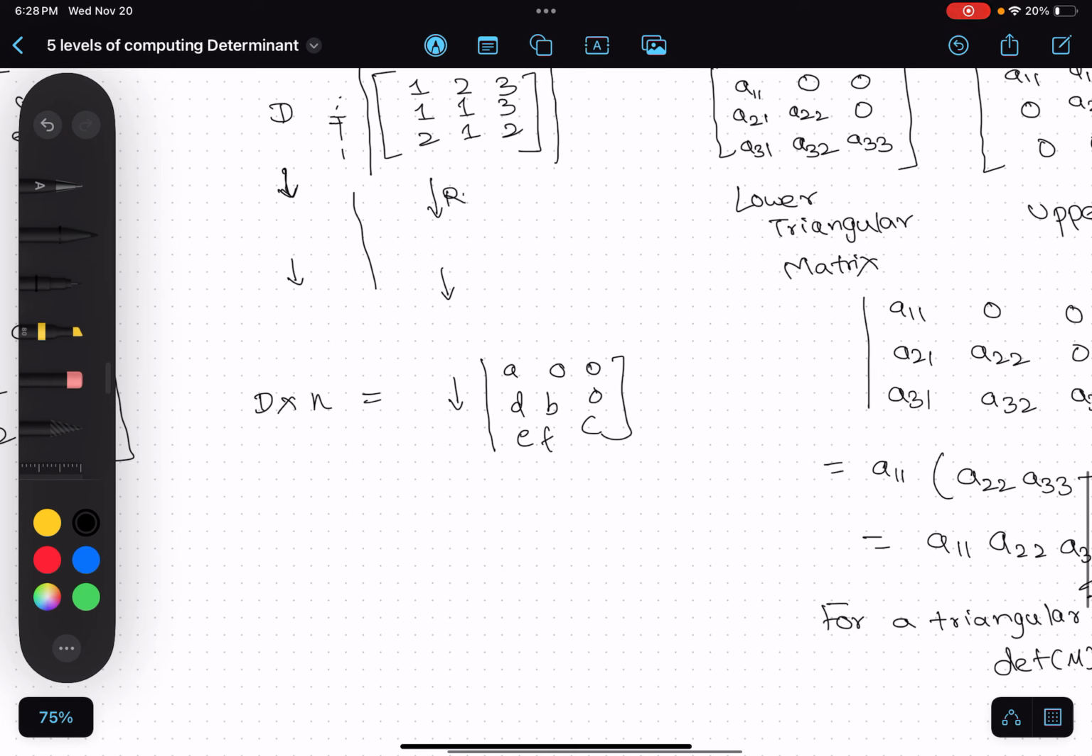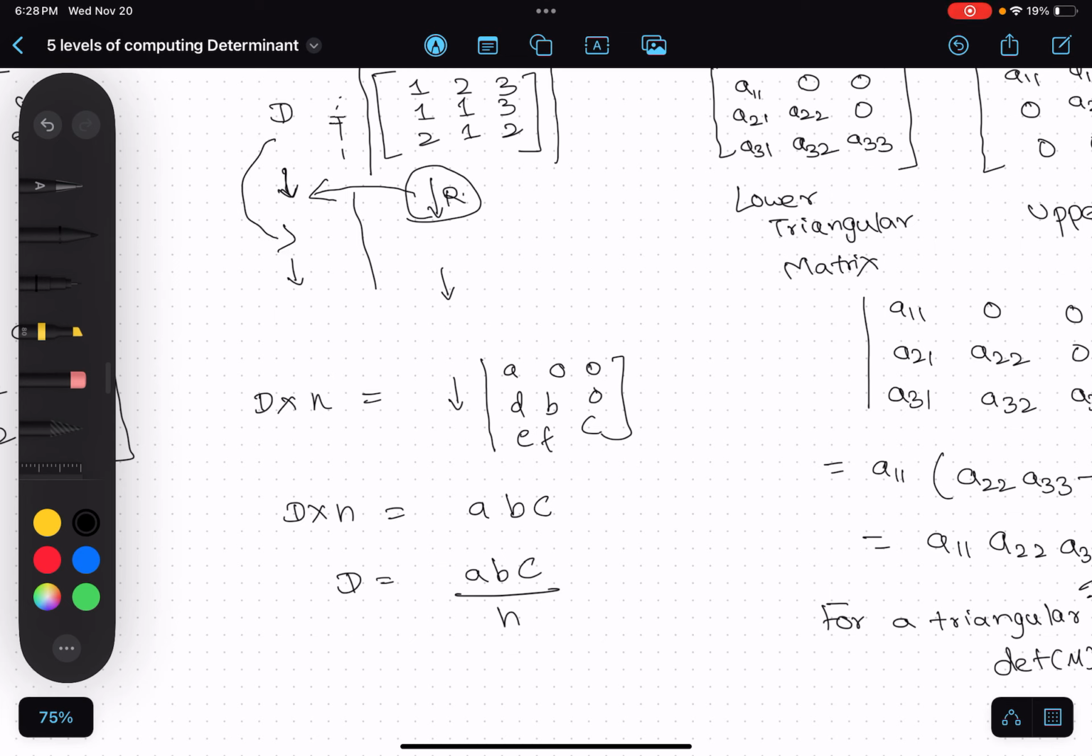So in this case, we know that D times n will just be the determinant ABC, and we can find the original determinant too, which will be ABC by n. So this is how we will try to find the determinant. You get the idea? Right. Now the only thing remaining is, for a given row operation, how much will the determinant be scaled? How will the determinant change with the row operation? Now we need to know that.